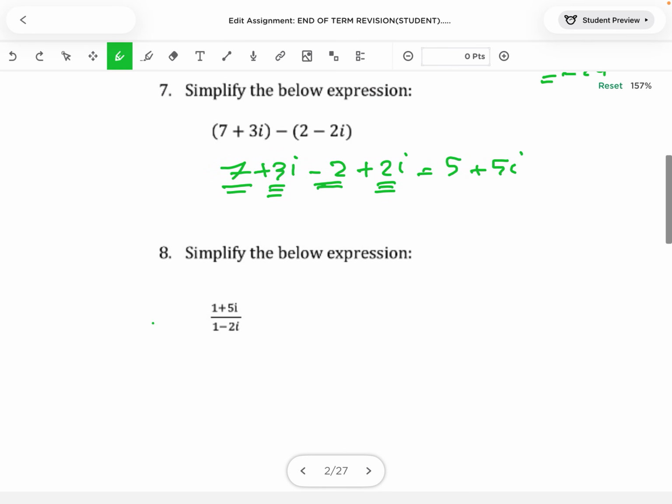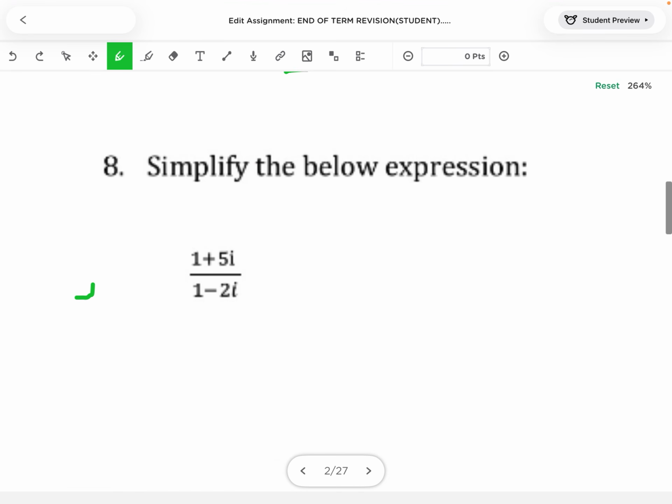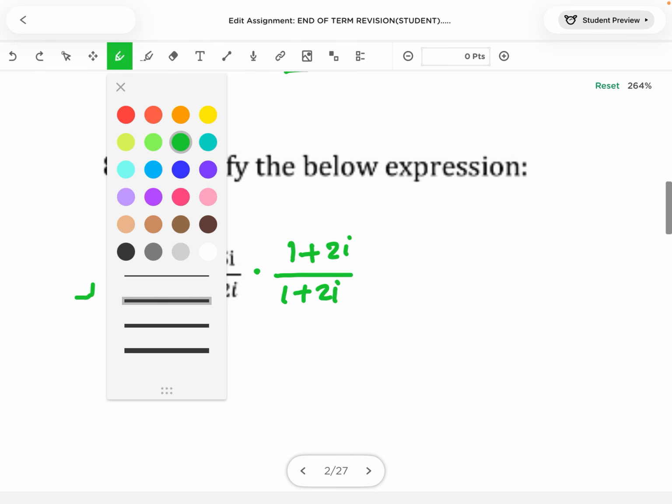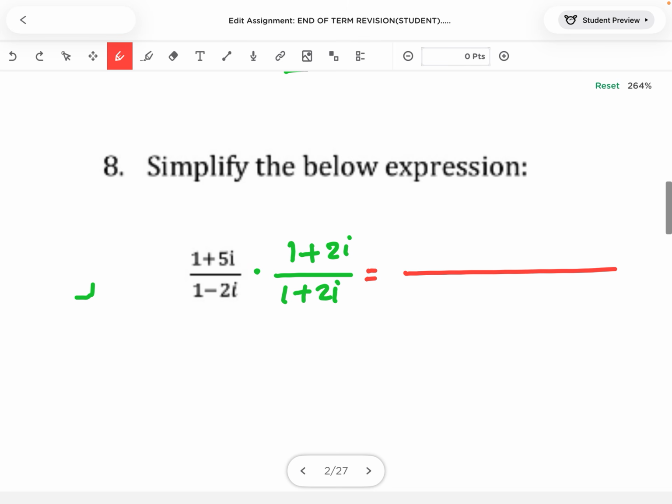Simplify the expression. We have a fraction, so I multiply by the conjugate of the denominator, 1 plus 2i, 1 plus 2i. Why am I doing this? Just to cancel the i from the denominator. We distribute. 1 times 1 is 1. 1 times 2i is 2i. 5i times 1 is 5i. 5i times 2i is 10i squared, and you can get it by calculator to be negative.